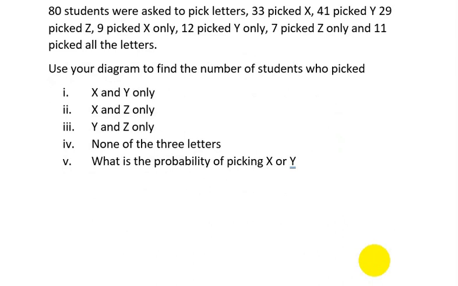Now the second question says that 80 students were asked to pick letters. So they placed some letters in a big bowl, and they said students should pick. They said 33 of them picked letter X, 41 picked letter Y, 29 picked letter Z, and 9 picked X only, 12 picked Y only, 7 picked Z only, and 11 picked all the 3 letters. So meaning the letters were X, Y, and Z, right?